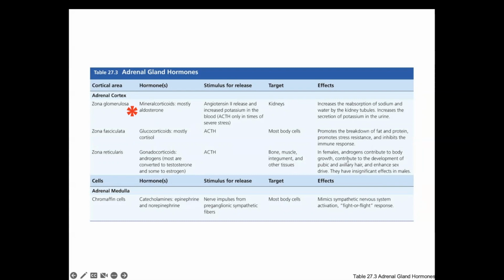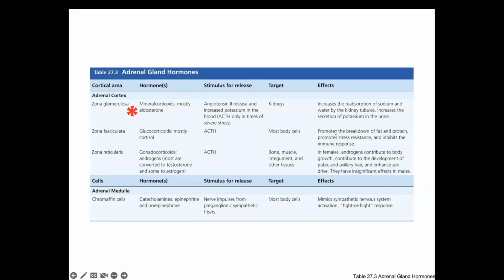The zona glomerulosa secretes mineralocorticoids, the main one being aldosterone, and targets the kidney. The main function of aldosterone is to promote sodium and water reabsorption and potassium secretion in urine.